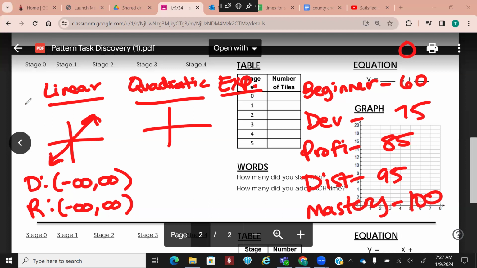Okay, quadratic, what does it look like? It's like a U. Okay, so the way I memorize this is there's a U in quadratic. There's an I in linear, which kind of looks like a straight line. Okay, so quadratic is going to be that U shape. Now, what's the domain for this guy?